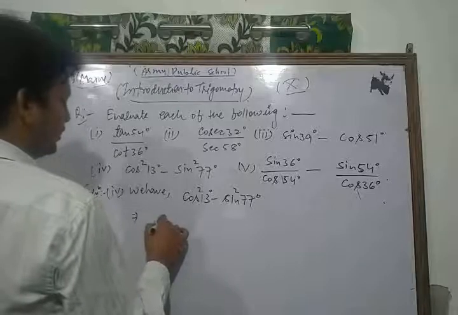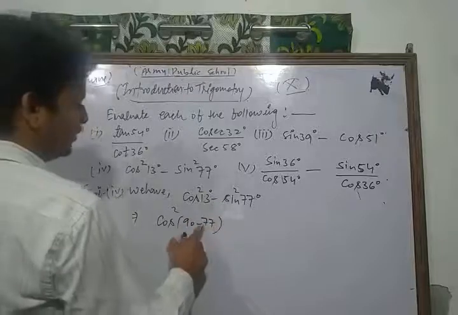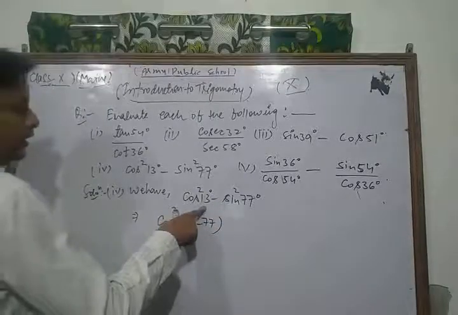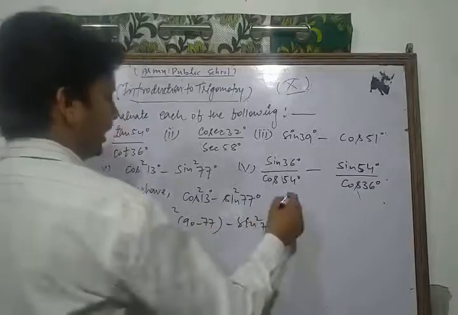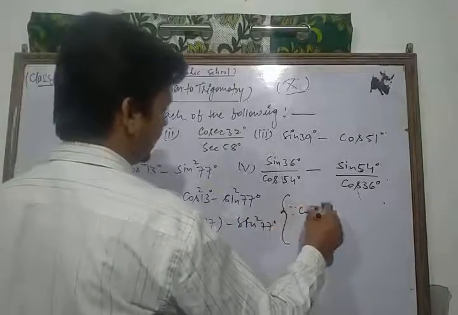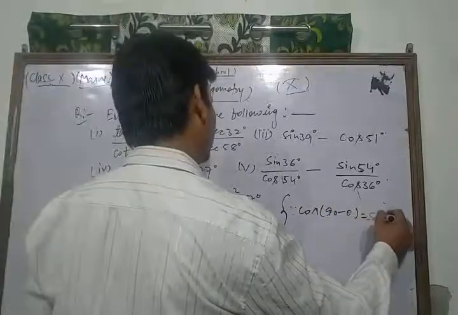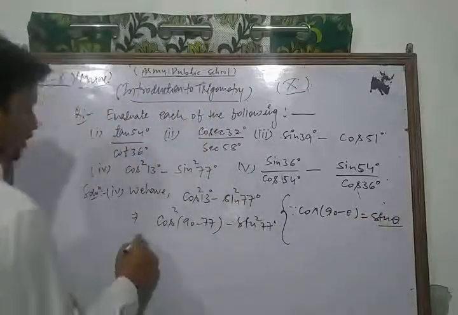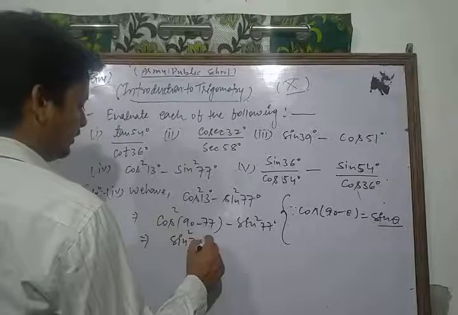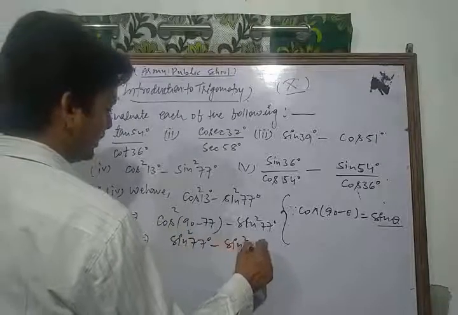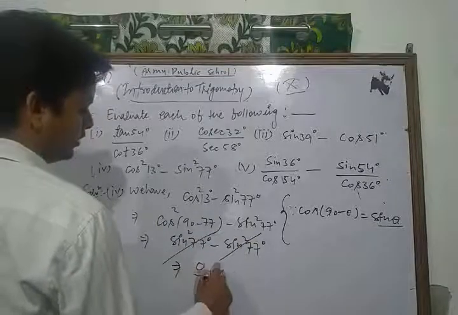So we can write cos square 90 minus 77. If we subtract 77 from 90, we get 13, and minus sin square 77 degree, right, as it is. Just you know that cos 90 minus theta is equal to what? Sin theta. So here we can write sin square 77 degree and minus sin square 77 degree, right, as it is. Now these cancel each other, so we get 0. This is the required solution.